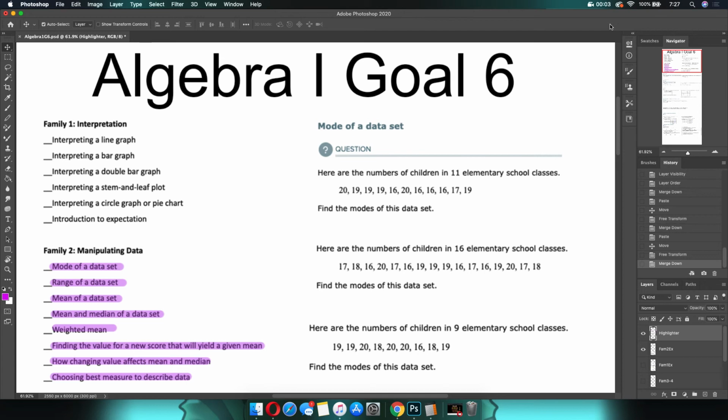And gentlemen, welcome back. As we're rounding out and nearing the end of Algebra 1, we're going to be looking at our second family of Goal 6, which is getting us used to manipulating data.